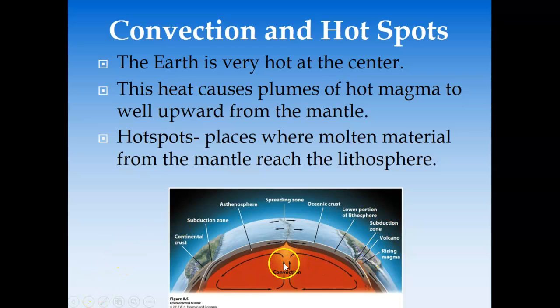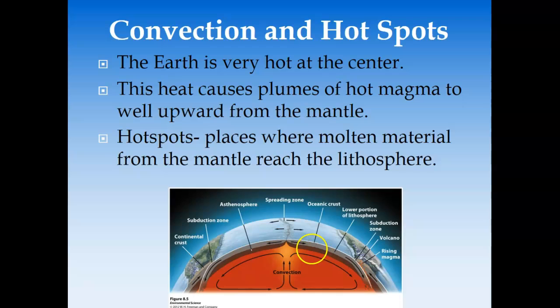Convection and hot cells are an important part of our system that creates rock and makes new rock, or I should say recycles old rock. So if you look here, these are convection cells underneath, and so the Earth is very hot at the center, and as this heat moves in these cycles, it causes plumes of hot magma to well up in the mantle. So this circular motion is what creates this welling up of the magma. And so that is where new lithosphere is being created.